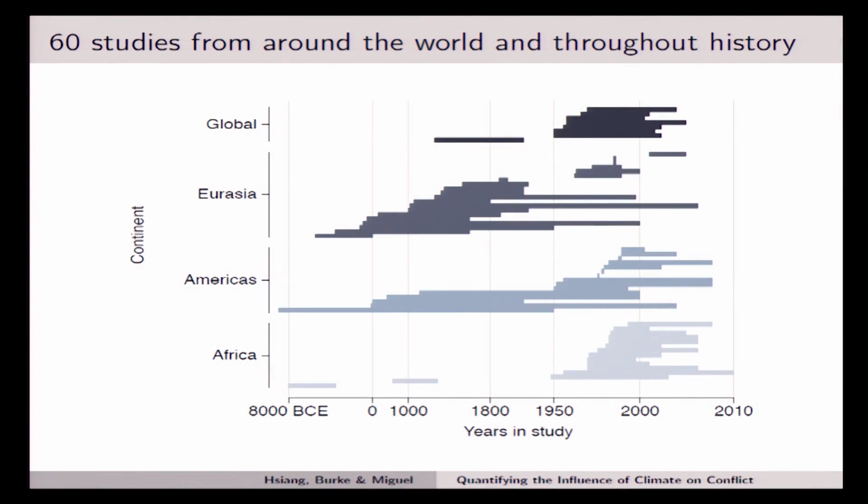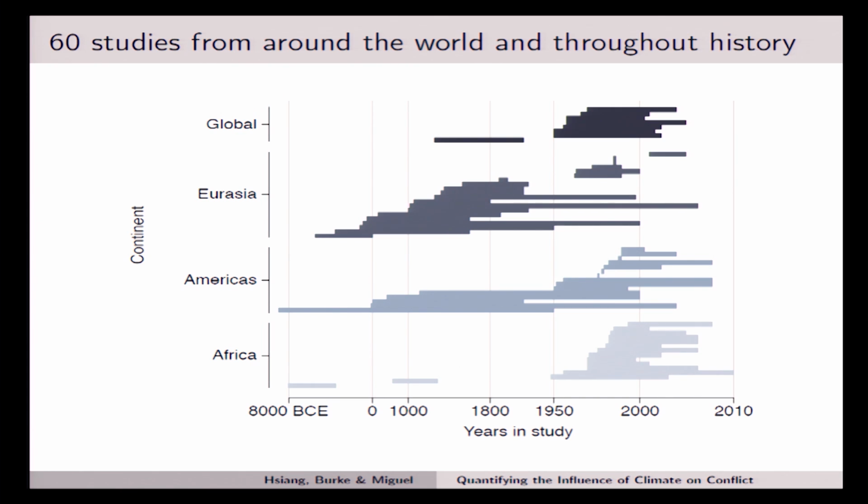Now, to give you a sense of how the literature stands to date, each horizontal bar on this graph represents a different study that we were examining. And on the vertical axis, you can see the different regional coverage of these different studies. And on the x-axis, you can see the sample of years that the study was examining. Now that x-axis is in a log scale. So on the left-hand side, it goes all the way from 8,000 BC up to the present day.